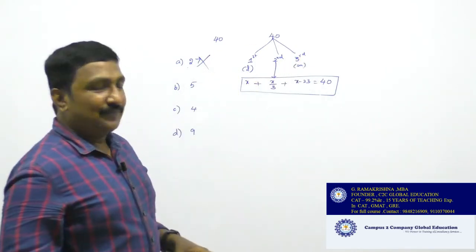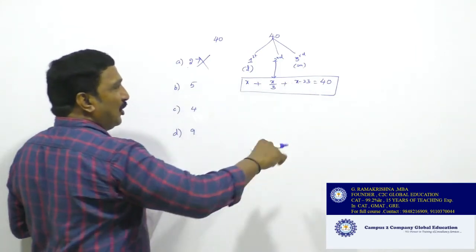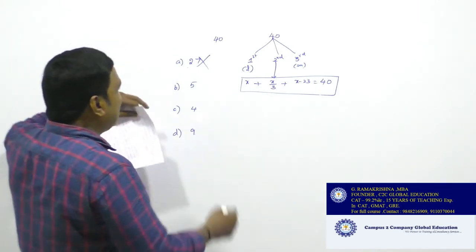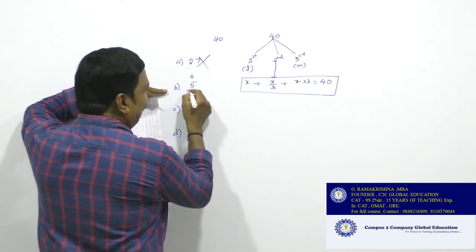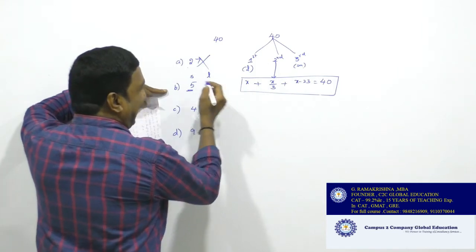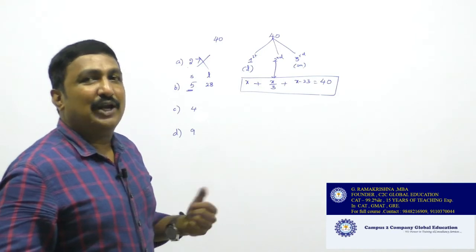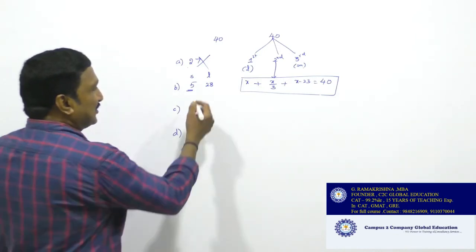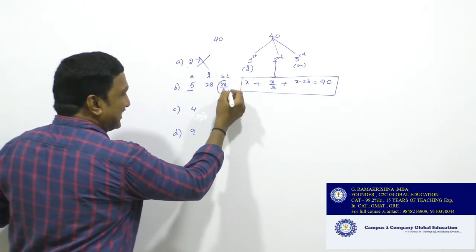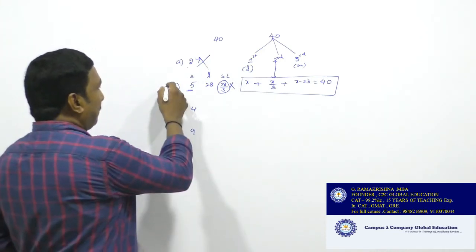Now come to this one. According to this one, this is the shortest. Therefore the largest will be how much more than the shortest? 23 centimeters more. That means when the smallest is 5, the largest will be 23 plus 5, which is equal to 28. And the second largest is 1/3 of the largest piece, which means 28 by 3. But in this case, this is not exactly divisible by 3. So I am eliminating this option.